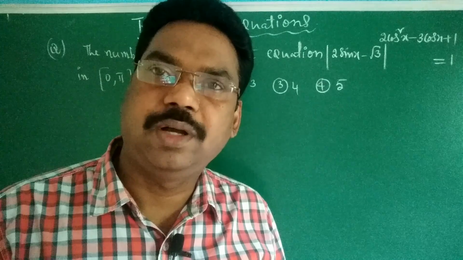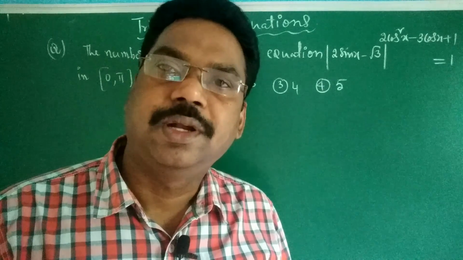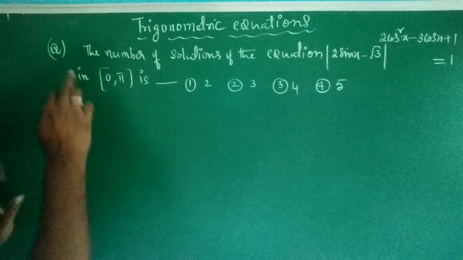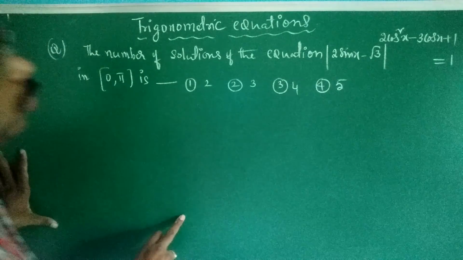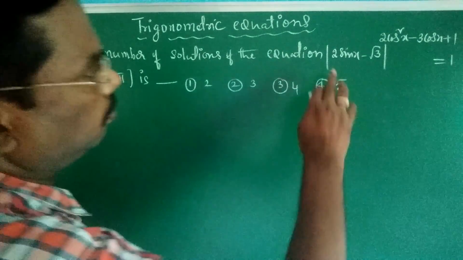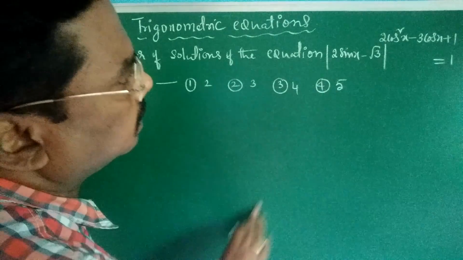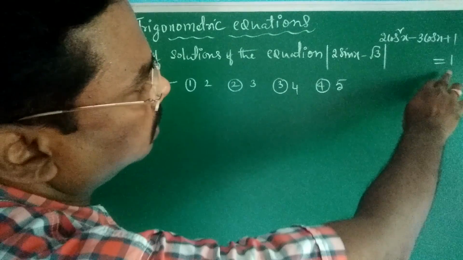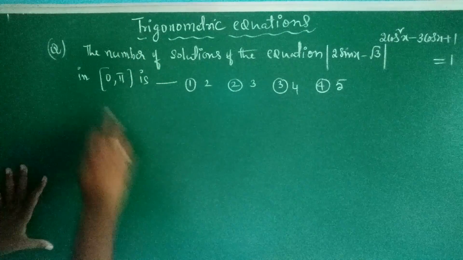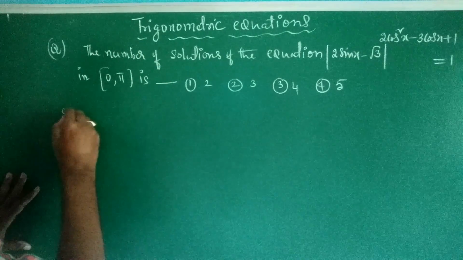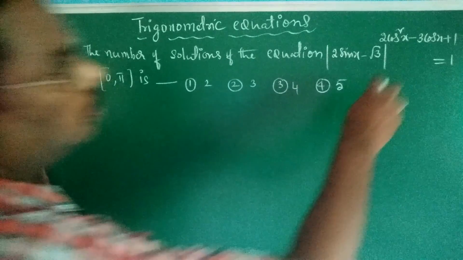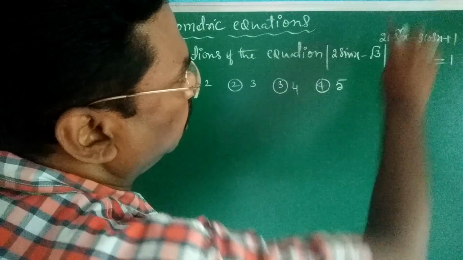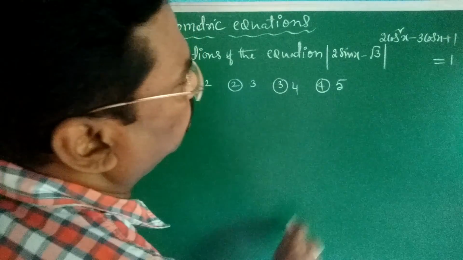Now I am going on. Topic is trigonometric equations. Find the number of solutions of the equation |2 sin x - 3|^(2cos²x - 3cos x + 1) = 1 in [0, π]. Now here, equal to 1 means the power should be equal to 0, since any number to the power 0 is equal to 1.